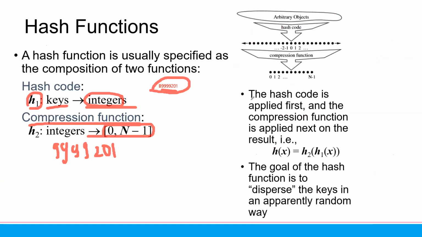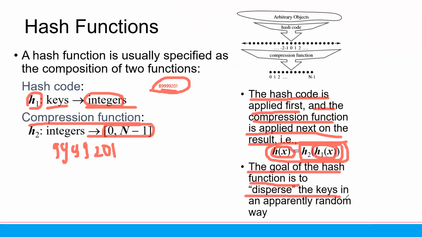So in many applications, we will apply the hash code first, and then the compression function is applied next on the result. It means we will have this kind of function. First we apply the h1 function, and then we apply the h2 function, and the result will be the function h(x). So the goal of the hash function is to disperse the keys in an apparently random way.